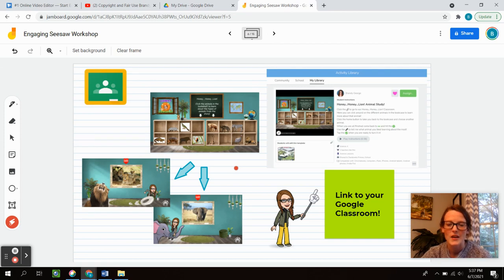Also, really fun ways to pull in other things that we're going to learn about is pulling in from your Google Classroom and creating that within Seesaw. So here I have my Honey, Honey, Lion animal study that we did. We read the book Honey, Honey, Lion, and then we went into the more scientific part of it, and we did an animal study. The students were able to click on the link, go to our Google Classroom, and then they were able to see the different animals that are talked about throughout the book and do research. Each animal that they clicked on sent them to a different Google Classroom page, and then there were videos and activities that they could do along with that.